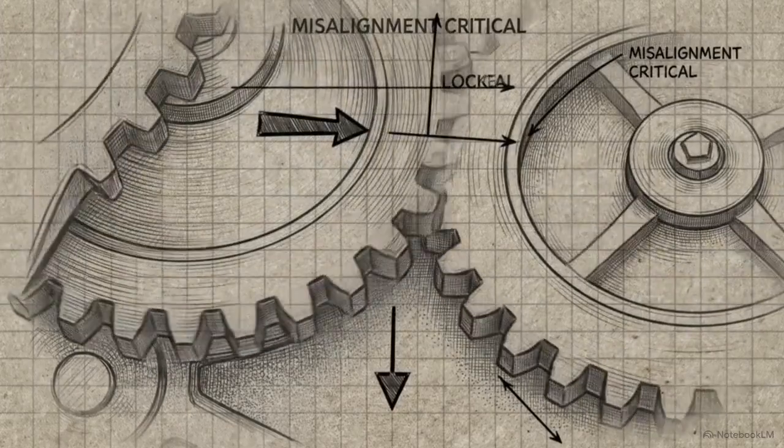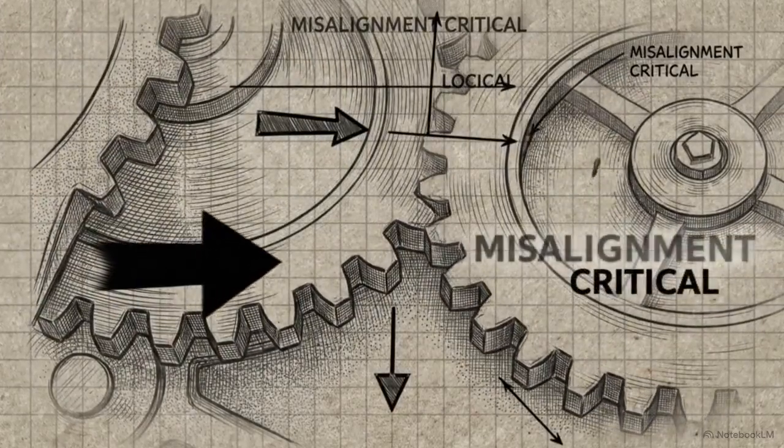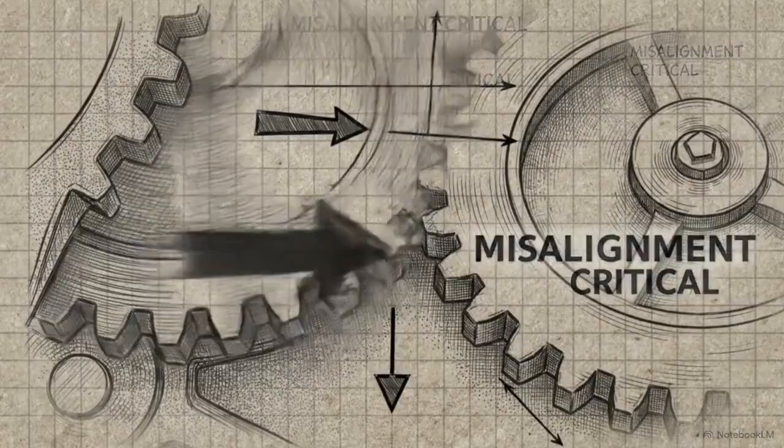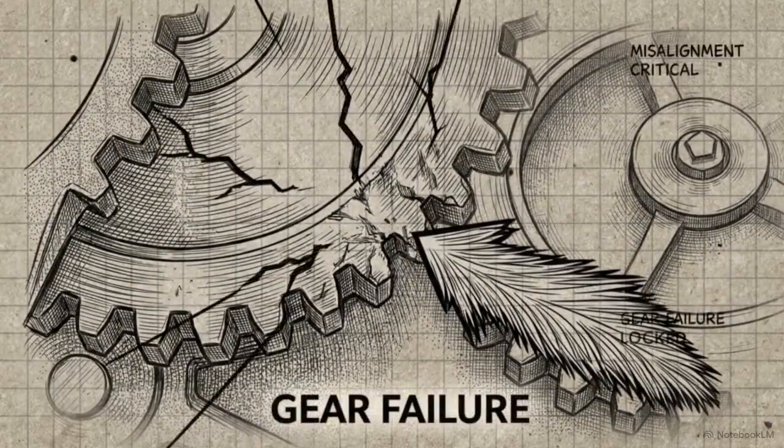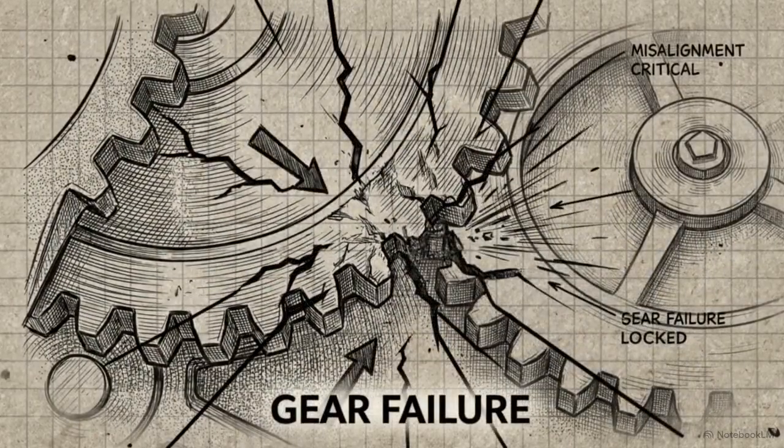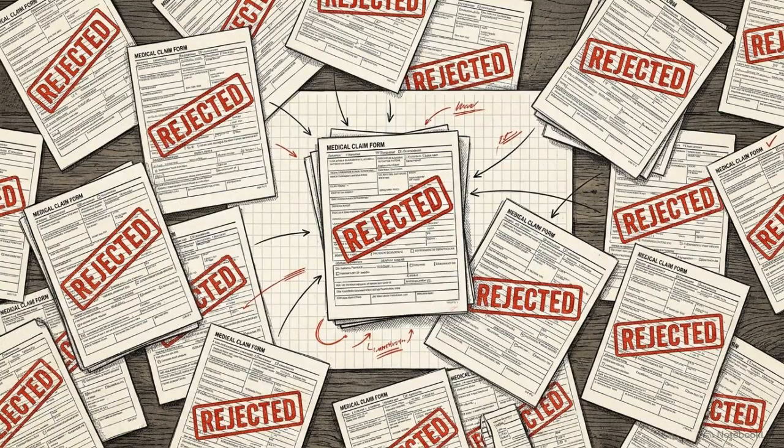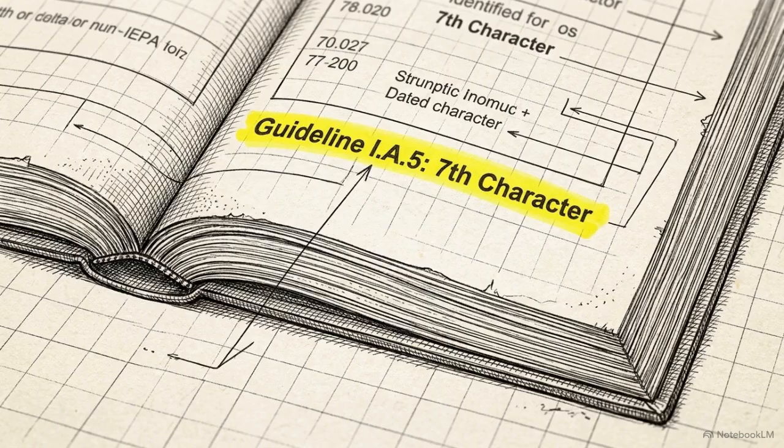Healthcare billing operates as a rigid, highly calibrated mechanical system. When a single structural flaw is introduced into a data stream, the entire machine freezes, triggering an automatic cascade of claim rejections. In medical coding, this precise point of systemic failure frequently traces back to the misuse of guideline IA.5, the application of the seventh character.